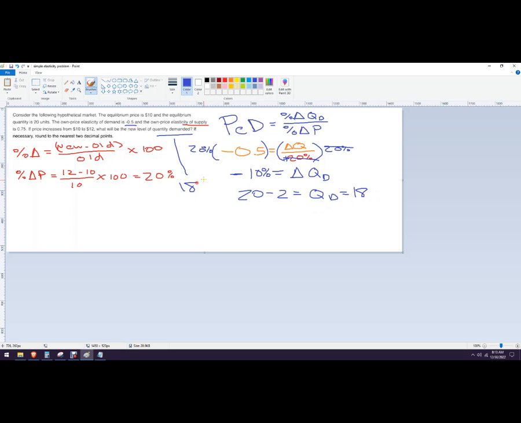So if you get a problem like this, what you want to do is you want to fill in what you know. And if you don't know something and you can figure it out, like the percent change in price on this one, you can just use the percent change formula.